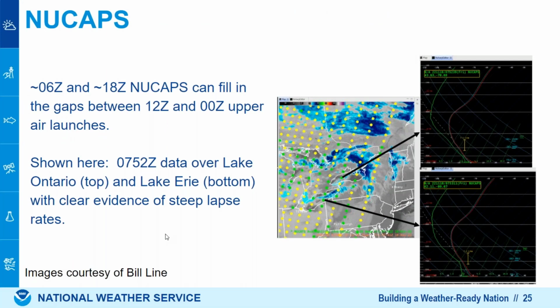Got to have a nod to NUCAPS data. So we have our 12Z and 0Z soundings, but of course at 18 or 6Z in our case in the eastern part of the country, it's more like roughly 8Z and 20Z, give or take a little bit. You can get these extra satellite-based soundings. So here's one from around 8Z and a couple different snapshots, one over Lake Erie, one over Lake Ontario, and you can see those steep lapse rates for both soundings from the NUCAPS data.